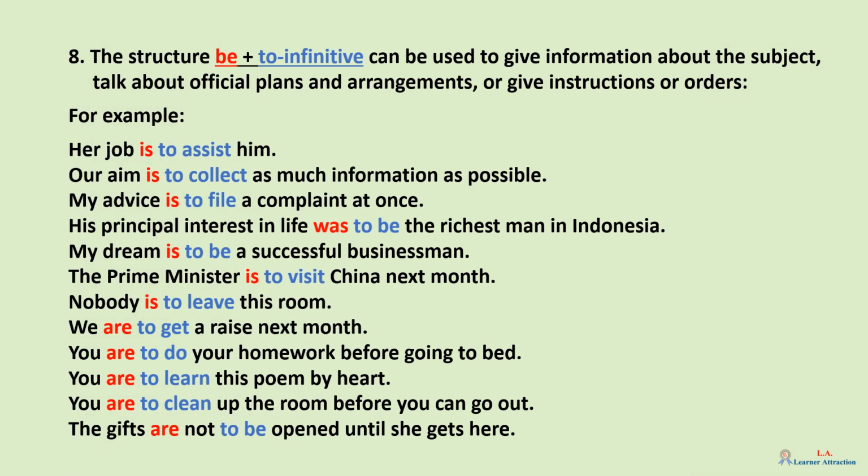8. The structure be plus to infinitive can be used to give information about the subject, talk about official plans and arrangements, or give instructions or orders. For example, her job is to assist him. Our aim is to collect as much information as possible. My advice is to file a complaint at once.